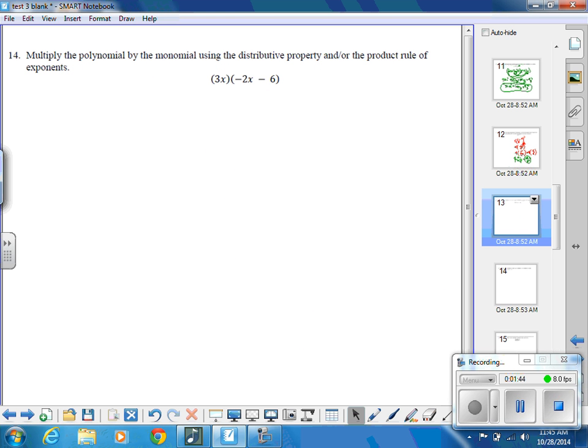Now this one, I'm just going to distribute the 3x. Pretty simple problem, but I just want everybody to see. So I just distribute that in. Negative 2x times 3x gives me minus 6x squared. 3x and negative 6 gives me minus 18x. Can I combine anything? Nope. Because of that, I am finished, and that is my answer.